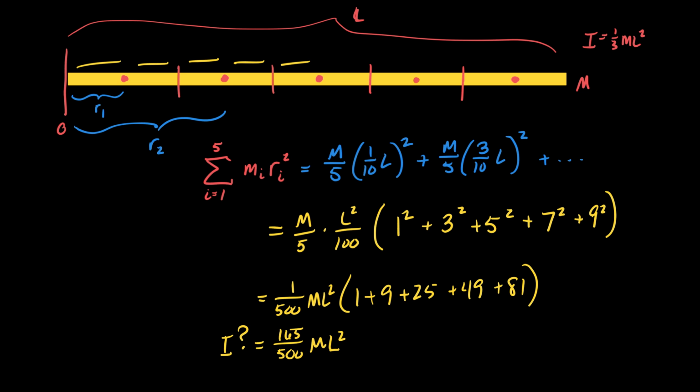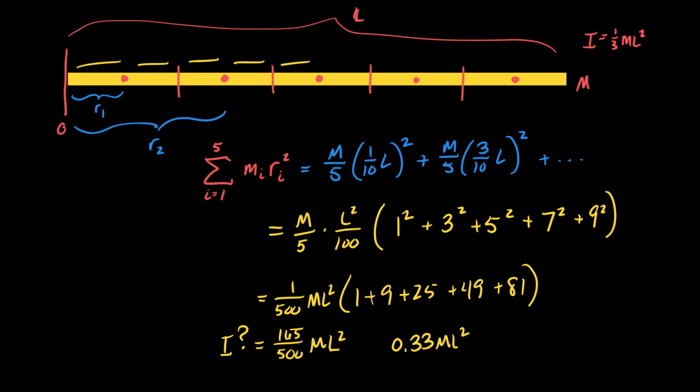All right, now the accepted value is 1/3. We did not get 1/3. We got 165 over 500. What is 165 over 500? 33 over 100. It is, but that's 0.33 ml squared. Now, that's not a third, by the way. You'll notice it's clearly not a third. But it sure is close to a third, isn't it?